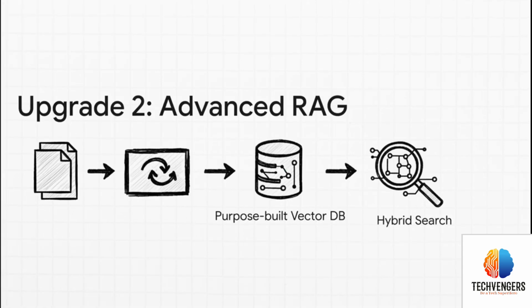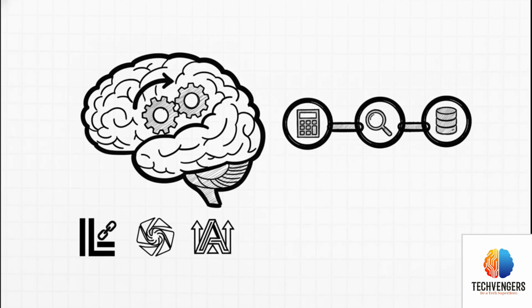Okay, so we've got our models under control. Now what about the data they're using? And that's upgrade number 2. We have to build an advanced RAG architecture. A basic RAG setup just isn't going to cut it. You need a dedicated pipeline to create your embeddings, a real purpose-built vector database like OpenSearch, and hybrid search that combines semantic and keyword. This is how you kill hallucinations and actually get accurate answers.